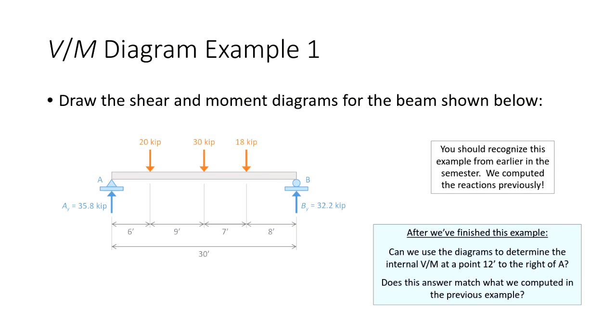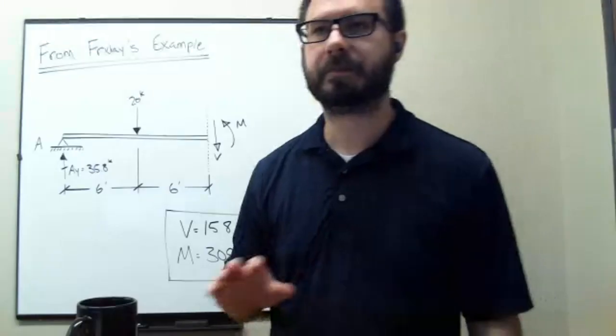But I want to look at this blue box. After we've finished the example, can we use the shear and moment diagrams to determine the internal shear and moment at a point 12 foot to the right of A? And what I mean by that is this. Let me stop the share.